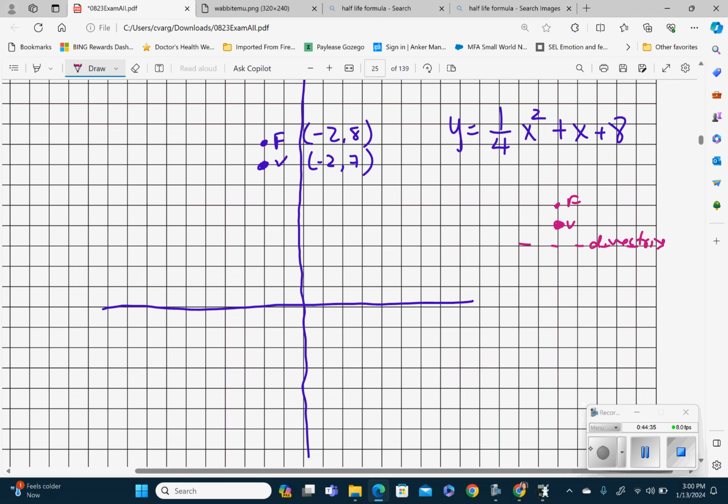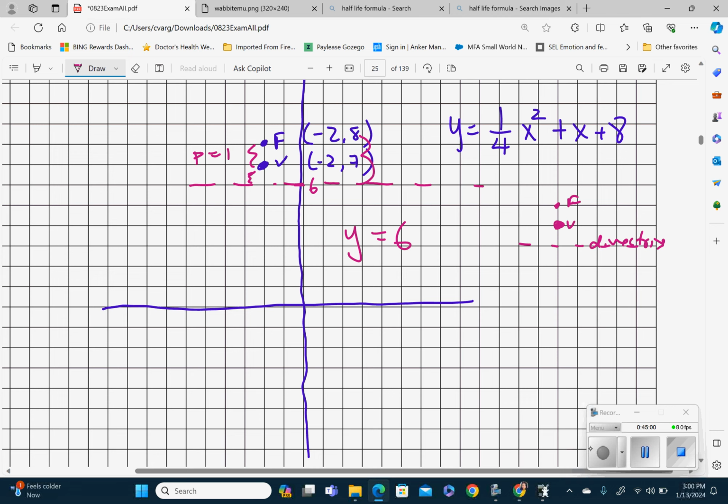Okay, so we can tell right here, this distance is 1. Our p is equal to 1. So that means that our directrix is going to be one away on this side. So this right here is going to be our directrix. What is that line? That's right at 6, right? This is 8, this is 7, this is 6, the same distance away. So what's our directrix? Y equals 6.